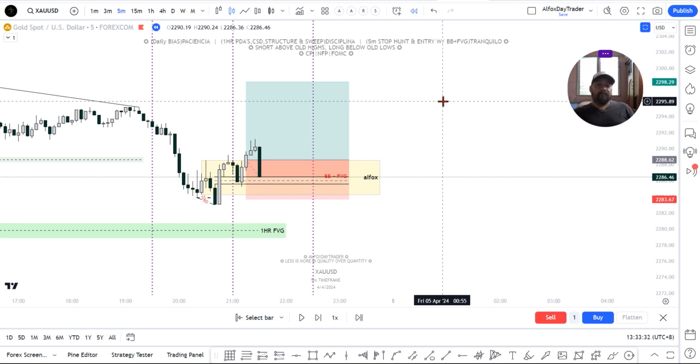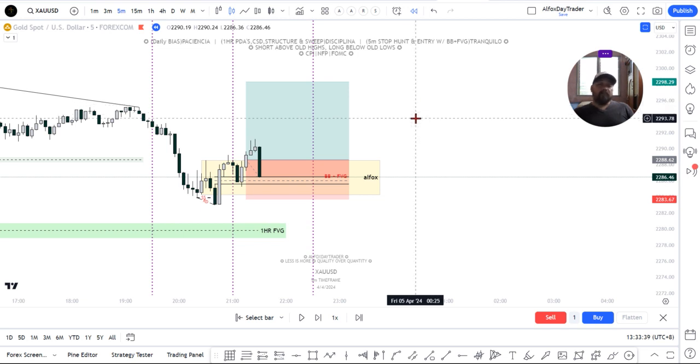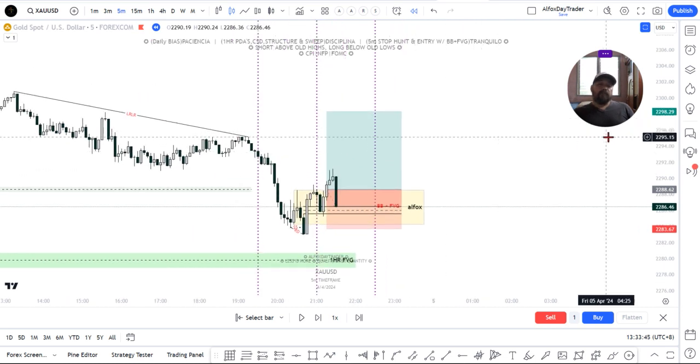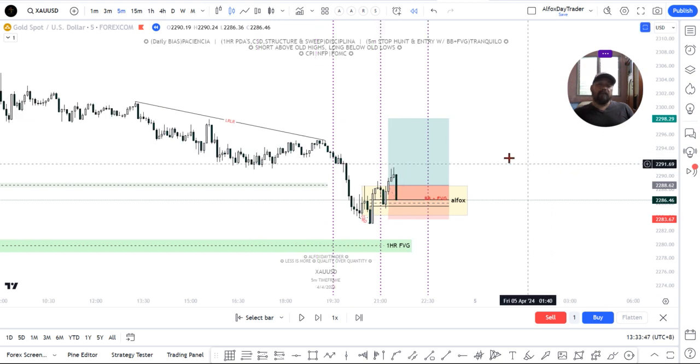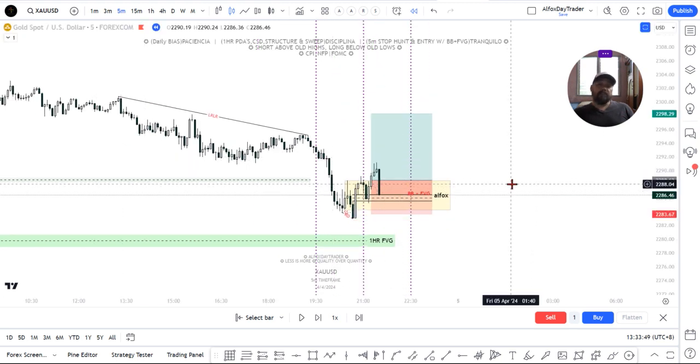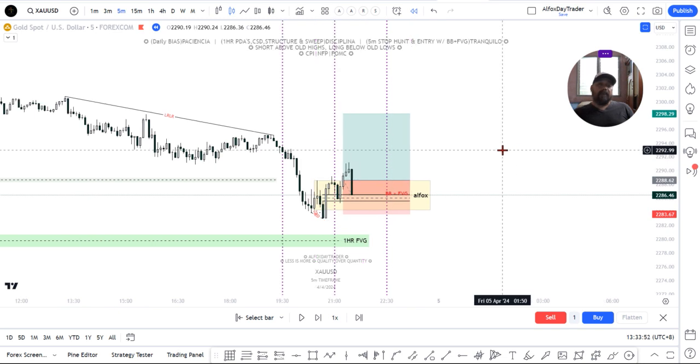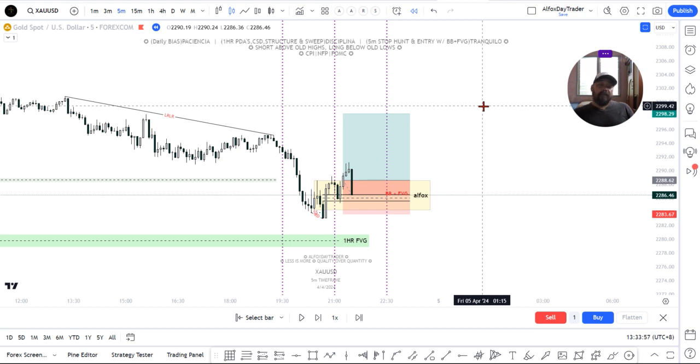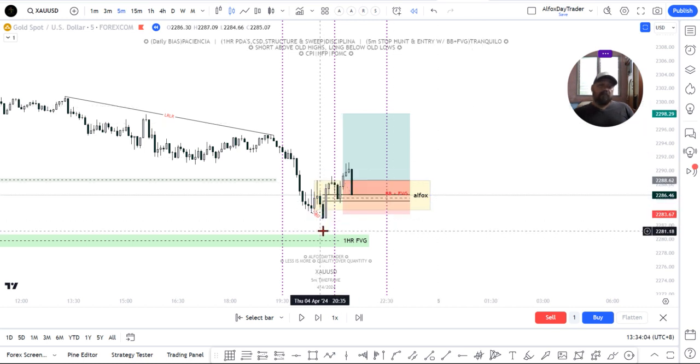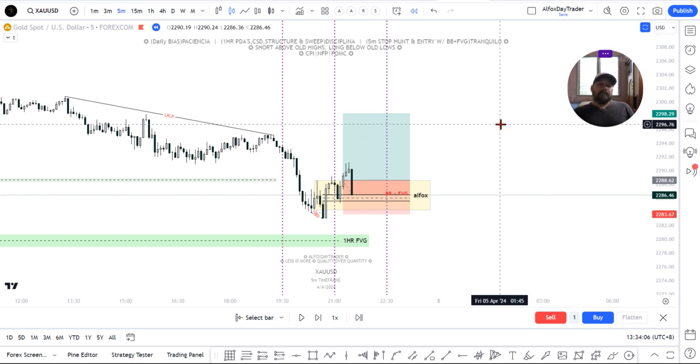And during this time, I won't be fearful and I won't be greedy, because all I have to do is follow my rules. So I won't be fearful. One reason is because I know that I followed all my conditions. All my conditions are complete. I have my bias, which was also supported by the DXY, which is bearish. So I know that my bias is good. I also entered after the news, so nothing to fear for me right now.